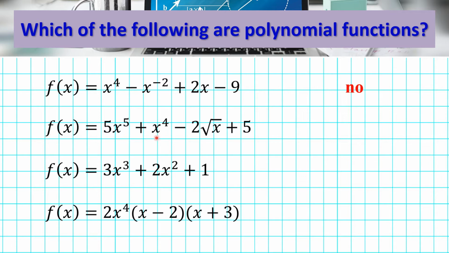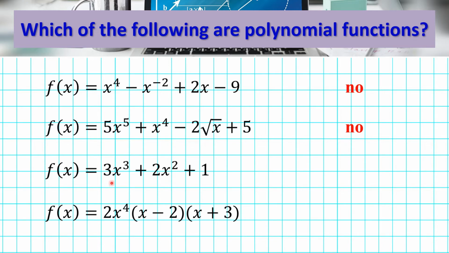Sa second example naman, meron tayong x na nakapasok sa square root. So, square root of x cannot be simplified. Hindi natin siya masisimplified. So, ibig sabihin, hindi rin ito polynomial function. Pero kapag may exponent niya na 2, pwede natin siya i-simplify. Pwede siya considered as polynomial function. Since 1 lang yung exponent niya, hindi pwedeng i-simplify. So, it means this is not a polynomial function.